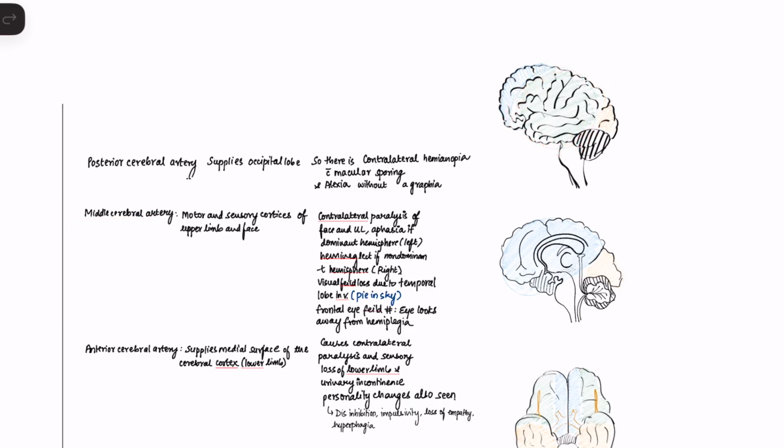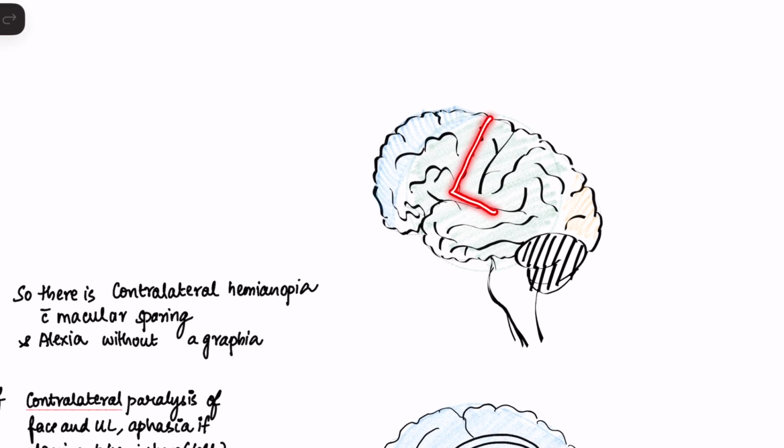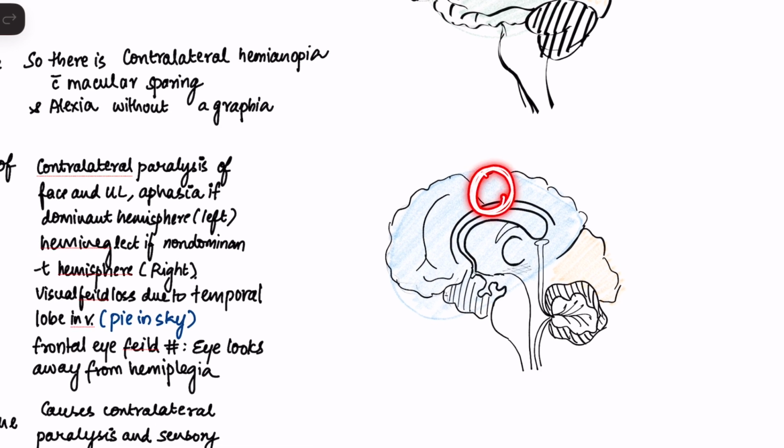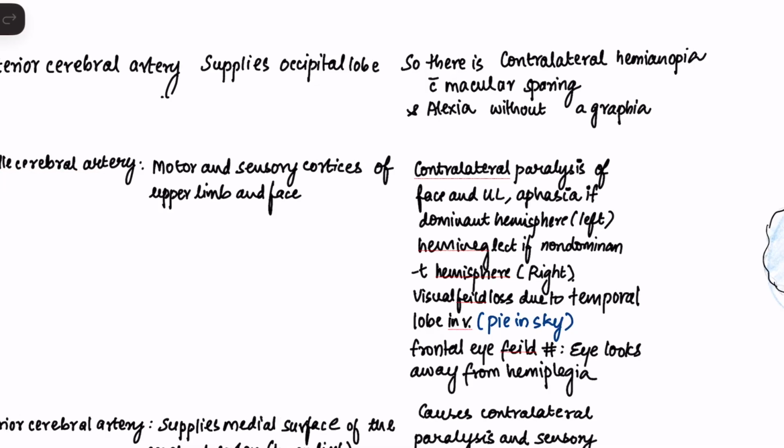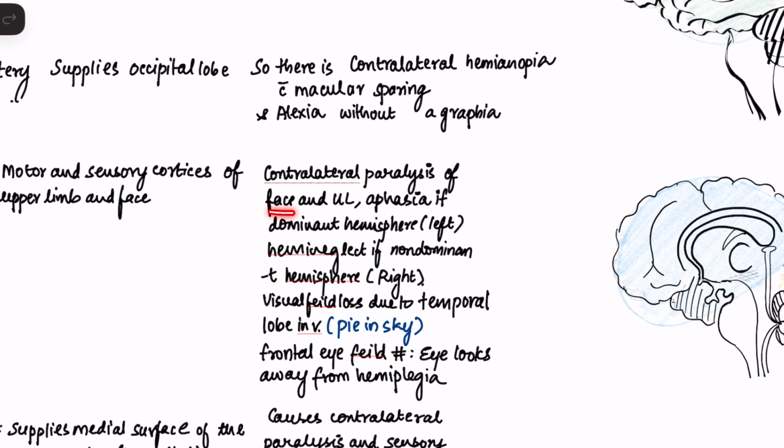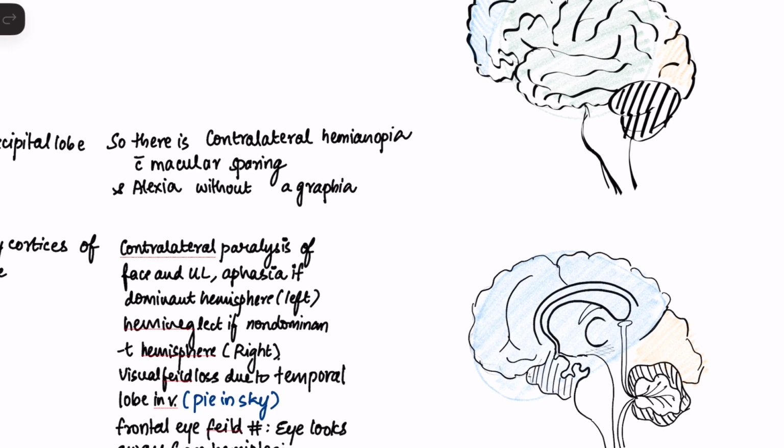Right. The lateral aspect of the brain is called the middle cerebral artery's territory. And this lateral surface of the brain will have the sensory and motor fibers of the body, face, and upper limb. And it is the medial aspect of the brain that will have the motor and sensory components of the lower limb and the groin regions. So, damage of the middle cerebral artery will cause contralateral paralysis of the face and upper limb, and even the upper body.